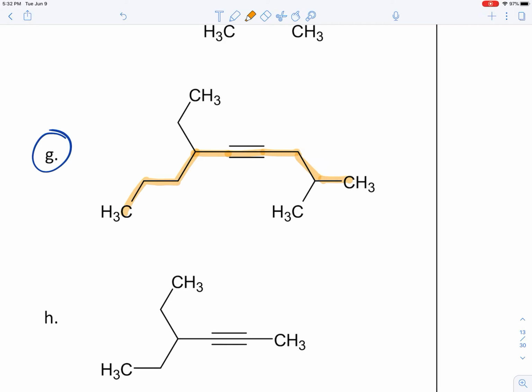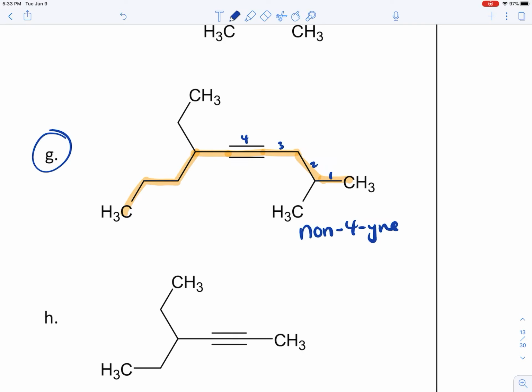Now, which end should I number from, the left or the right? Well, the answer is whichever end is closer to the triple bond. So in this case, we'll count from the right. Then it's not the first, it's not the second, it's not the third, it's the 4th bond, which is the triple bond. So therefore, we're thinking non-4-yne as the parent root.